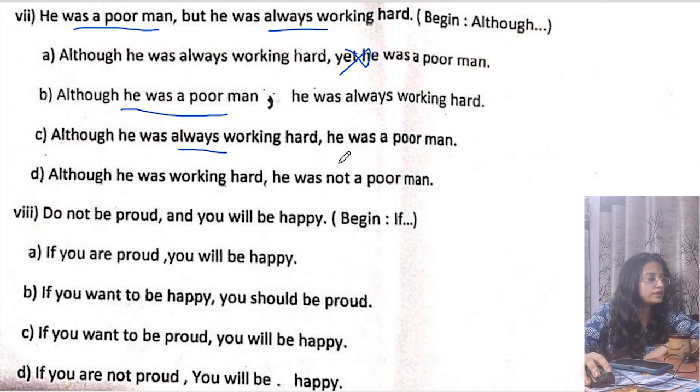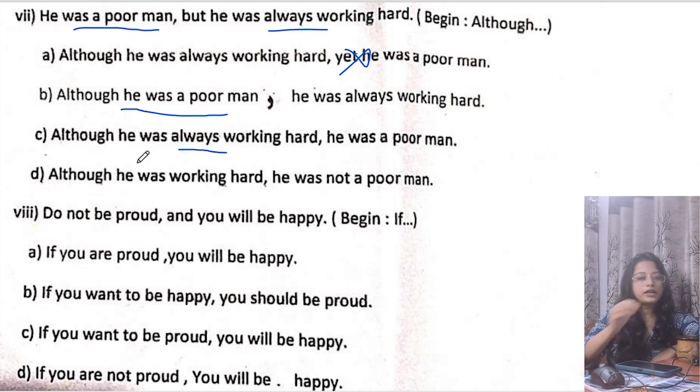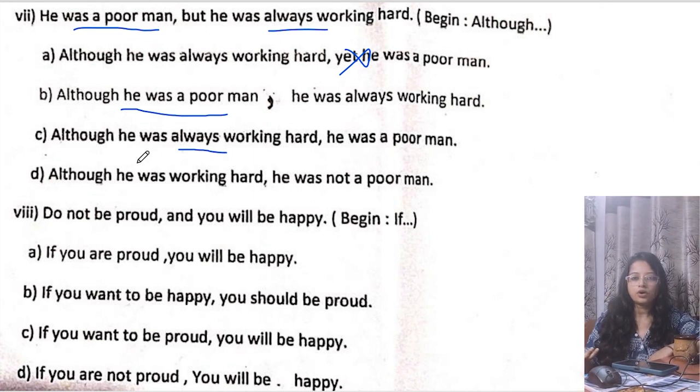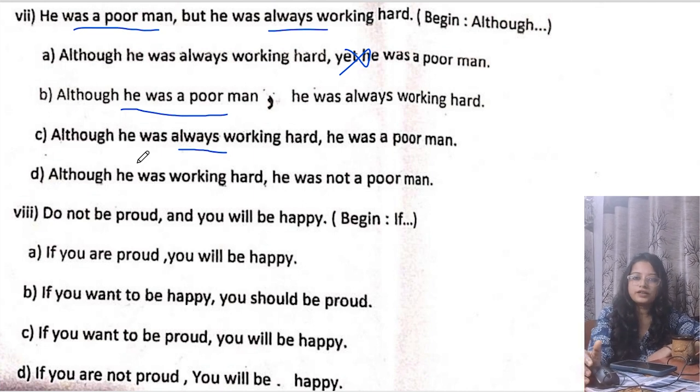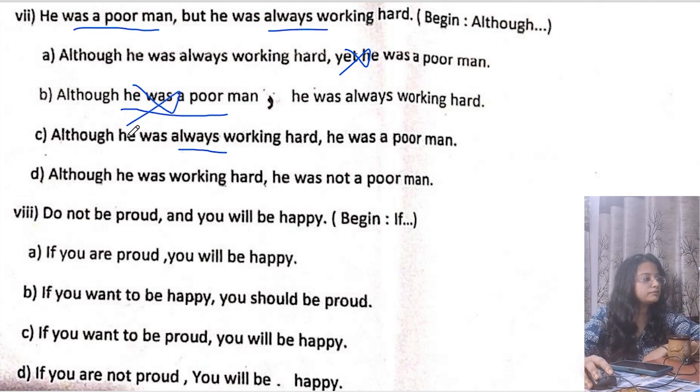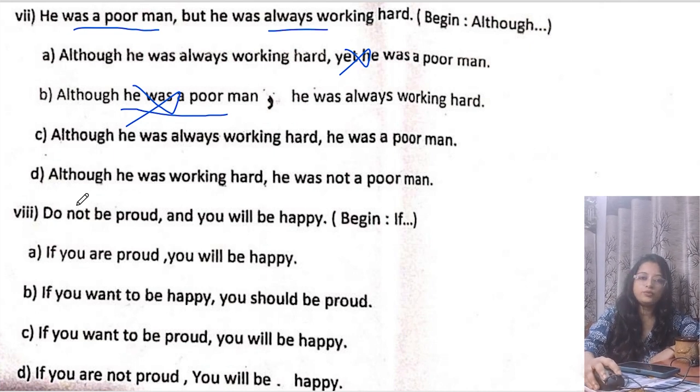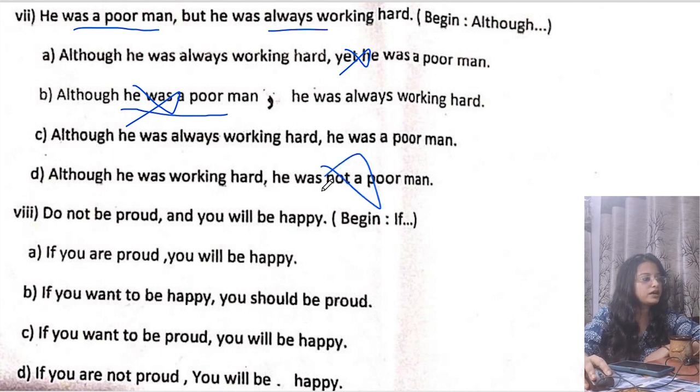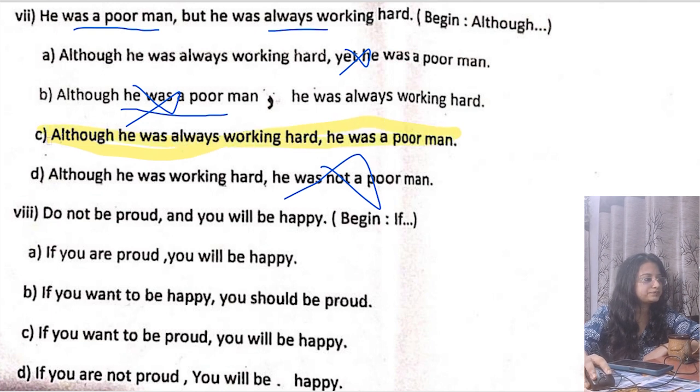So, although he was always working hard, generally what happens? If you work hard, you no longer remain a poor man. You become a rich man if you are working hard, right? If you are preparing well for your exam, working hard towards that, you don't remain a poor man or a sad man, right? So, starting this way cannot be correct. It should be, although he was always working hard, he remained a poor man, right? Although he was working hard, he was not a poor man, incorrect. So, the only correct answer over here is option number C.